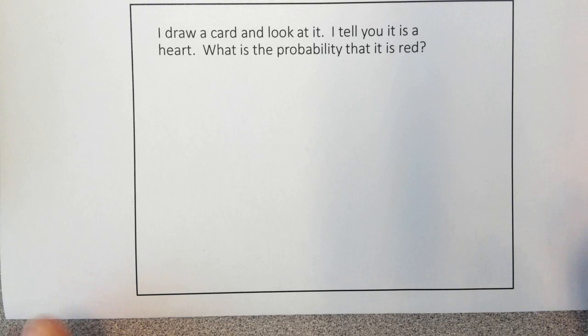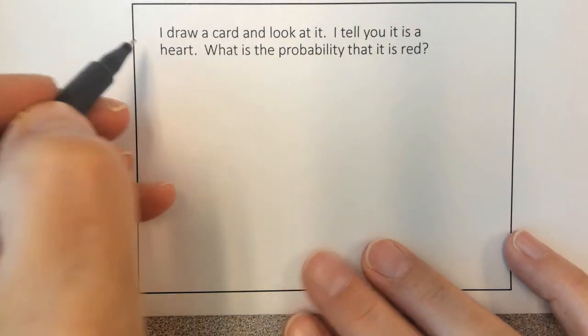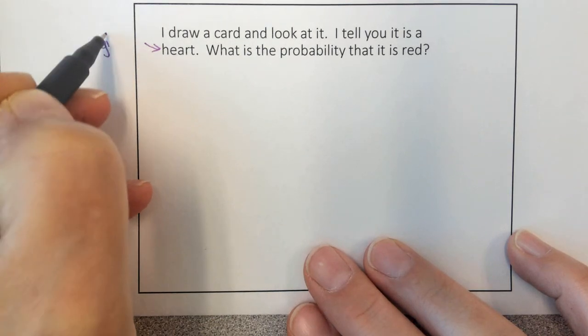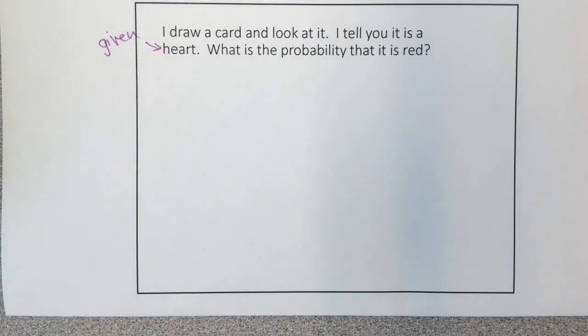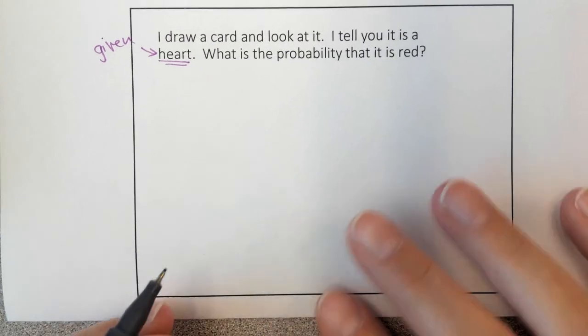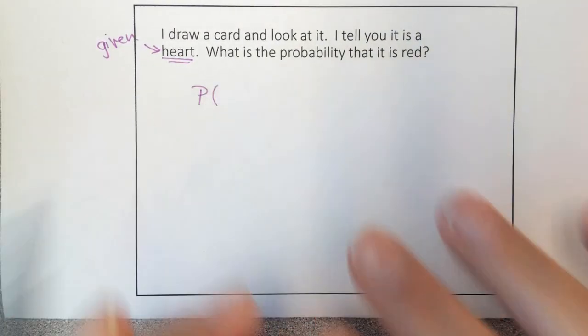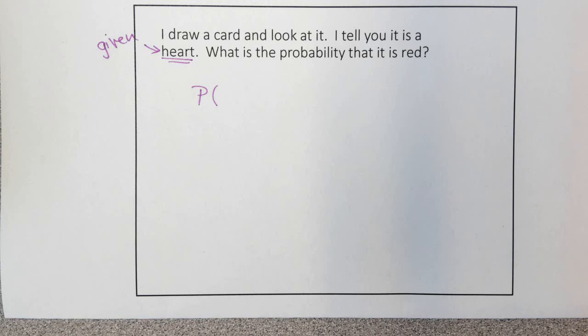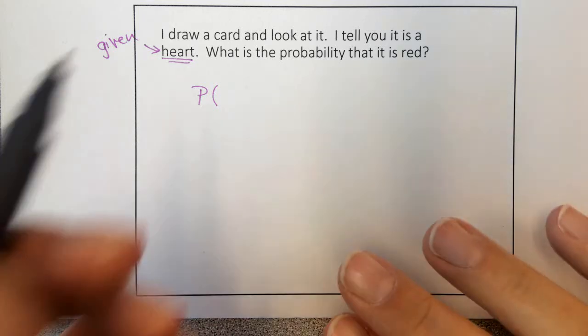I draw one card and look at it. I tell you that it's a heart. Oh, it's a heart. For sure. Absolutely certain that it's a heart. That's the given. What's the probability that it's red? Now, some of you are sitting back there saying, duh, if it's a heart, it has to be red, so the probability is 100% or 1. Okay, if you've already figured that out, that's fabulous. You're ahead of the game. I'm still going to look at the notation.